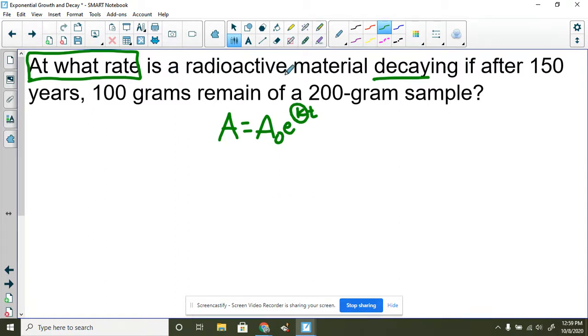At what rate is a radioactive material decaying if after 150 years, 100 grams remain of a 200-gram sample? So the idea of this is a half-life. If we start with 200 and we end with 100, so we know that the half-life is 150 years for this radioactive material.